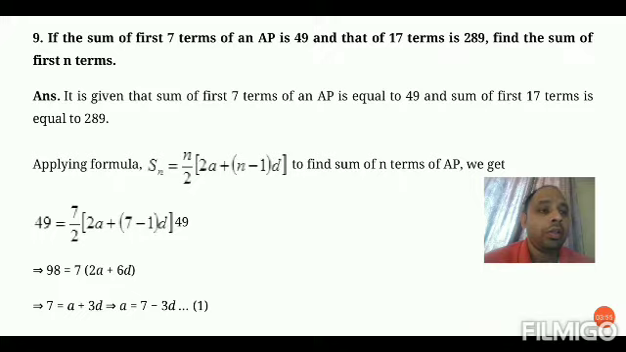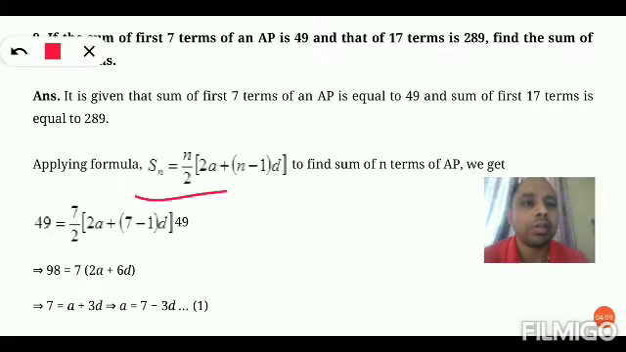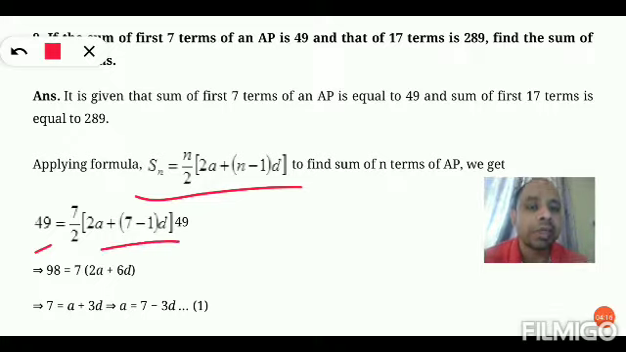Sum of 7 terms, by applying this formula, means 49 equals 7 by 2 in the bracket 2a plus 6d, where the value of n is 7. If you solve this, you will get this equation, and if you further simplify it, you will get 7 equals a plus 3d, and you can write this as a equals 7 minus 3d.